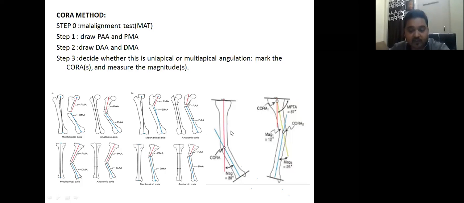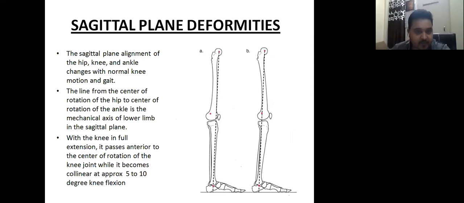From this there could be a uniapical deformity or a multiapical deformity. Multiapical in the sense that there could be one or more CORAs. There could be deformity in the proximal segment and the distal segment, or in the mid segment or the distal. So by joining the lines of each segment, we can come to know how many CORAs there are, and we can stage whether it is uniapical or multiapical. That will help us in deciding the osteotomy later and planning the deformity correction. Next. So this is all about coronal plane deformity and how we can plan in the coronal plane. But sometimes the deformity cannot be in only one plane.